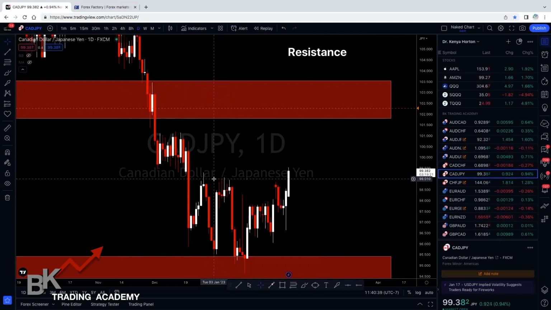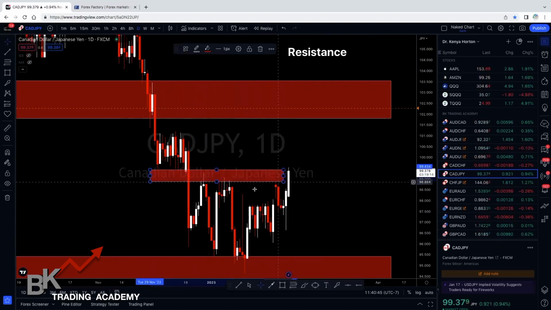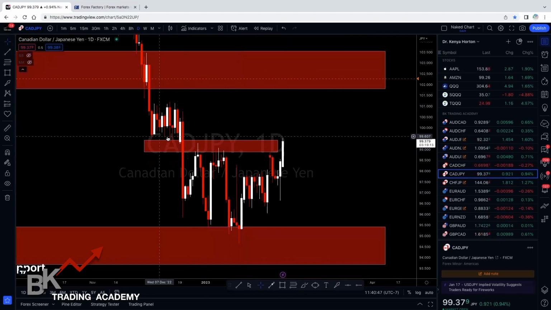I'll just say 99. Okay. So right here at 99, let me just go ahead and highlight that for you. So notice here, this is our daily structure where we had previous support. We had a break of that level. The market broke through, gave us a correction back into this previous area. So we broke through support at 99.38 or so, 99.36.